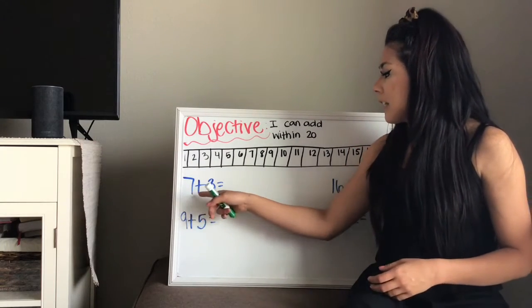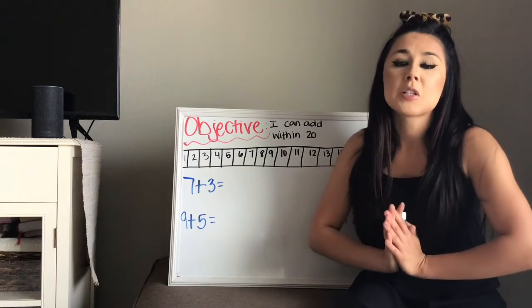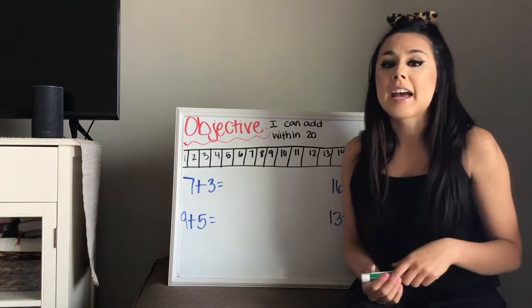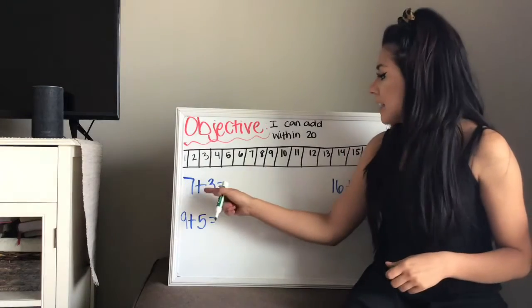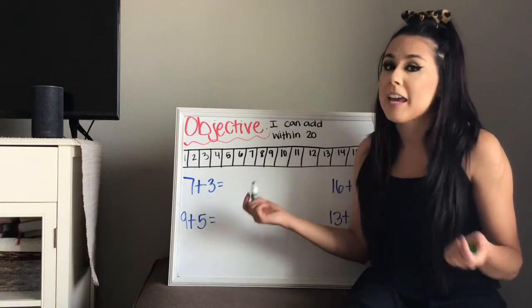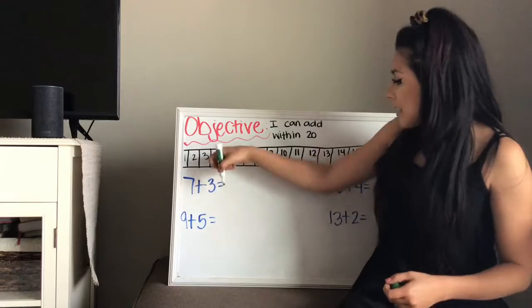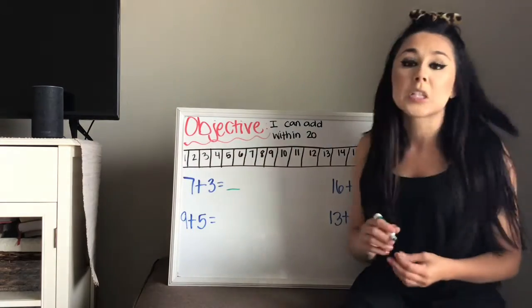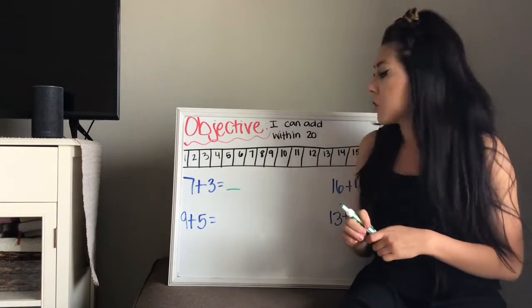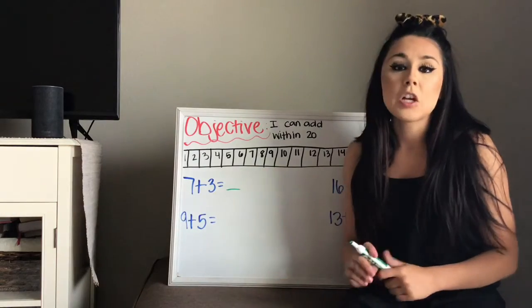So we have 7 plus 3. We are adding, so our answers are getting larger. Adding is called addition, and this is the addition symbol, the plus sign, the adding sign. Our equal sign tells us that this number afterwards is going to be our answer. So we're starting with 7, and then we're adding 3 to it.